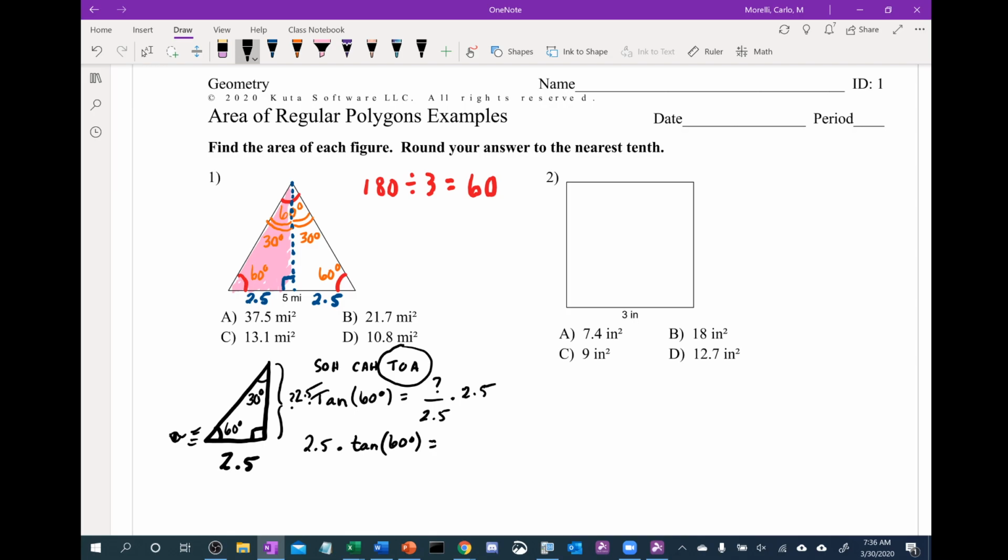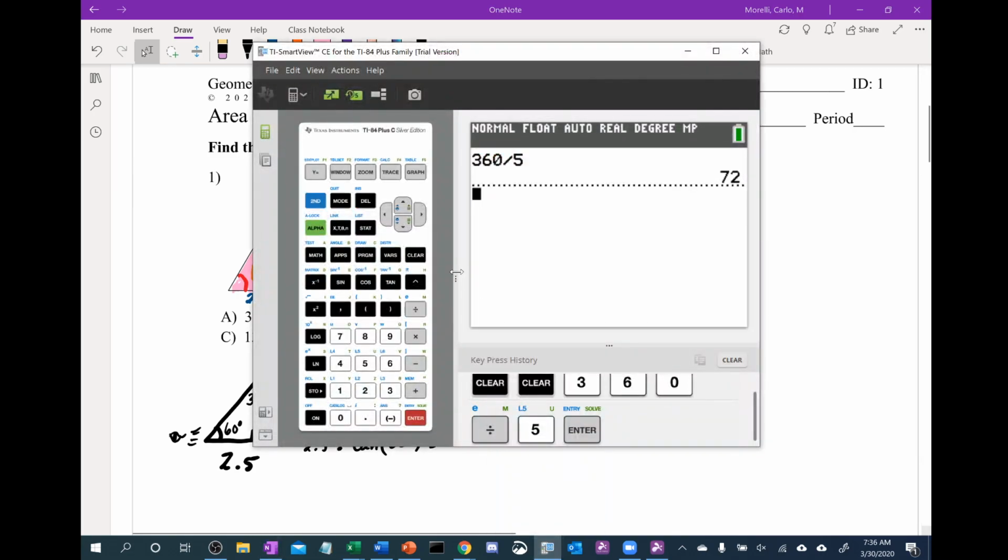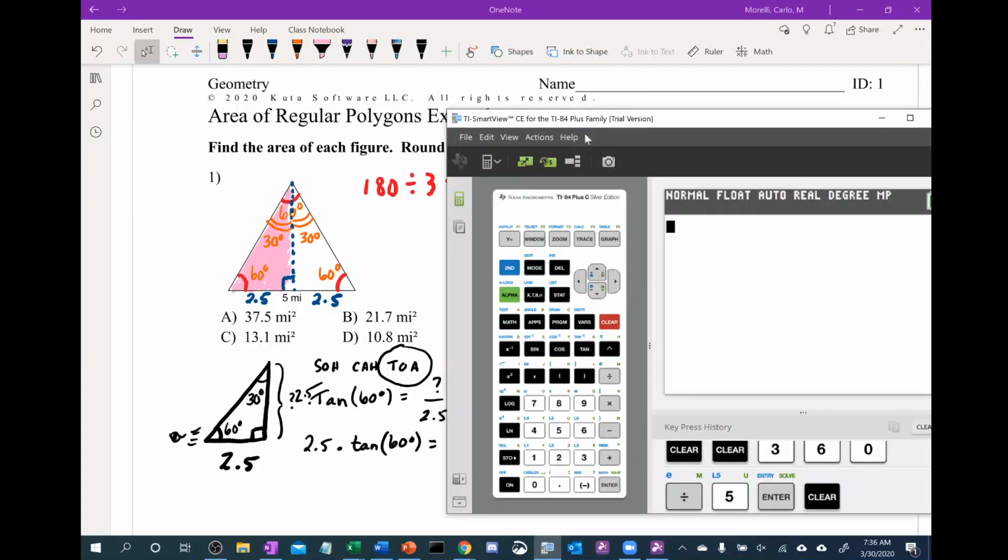So we're going to have to use a calculator to do that. Your phones actually have this calculator. If you pull up your calculator and then you put your phone in landscape mode, you can get the tangent of 60 degrees. But I'll pull up the graphic calculator here and multiply 2.5 times the tangent of 60 degrees.